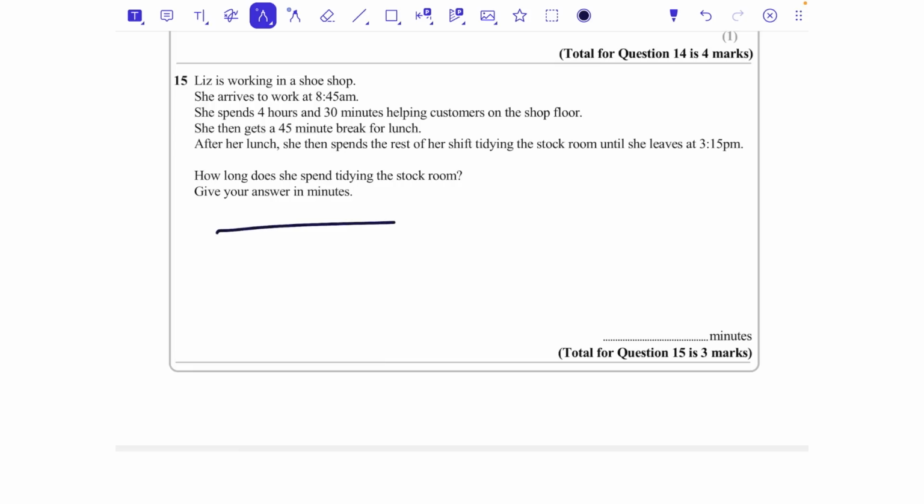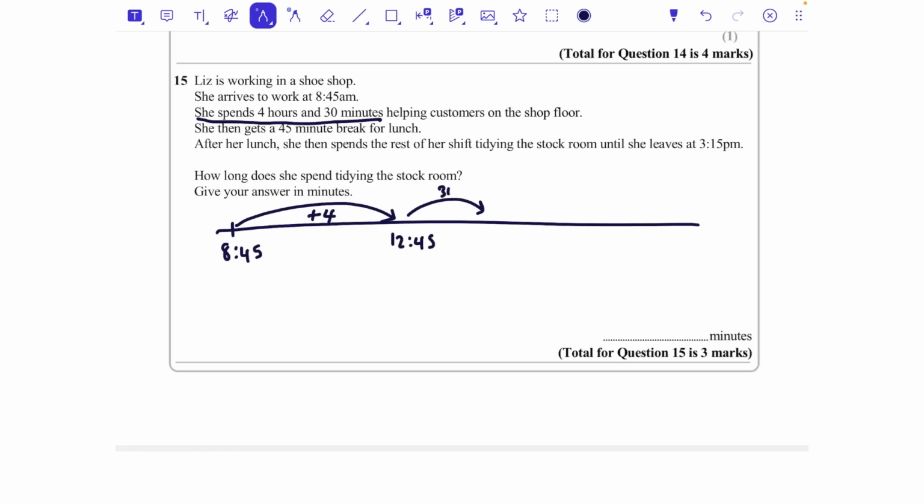Okay, so with these time calculation questions, I like to do a timeline. We're starting with 8:45. Now, it then says she spends 4 hours and 30 minutes. So we're going to add 4 hours first. And that's 9:45, 10:45, 11:45, 12:45. And then I'm going to add the half an hour. So 30 minutes. It would take 15 minutes to get to 1 o'clock. And then another 15 minutes. So half an hour after 12:45 is 1:15. So you've added 30 minutes on there. So in total, that's the amount of time she's helping customers on the shop floor.